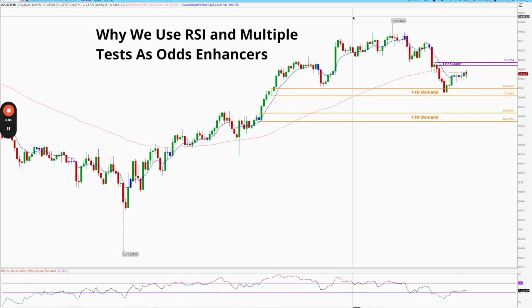Today I've got a simple video about a trade that I did not take, and I've been watching what's happened since I haven't taken it. But I want to go through this with you guys on why we use the RSI and multiple tests in a zone to determine whether or not we should take the trade and if the odds are on our side.